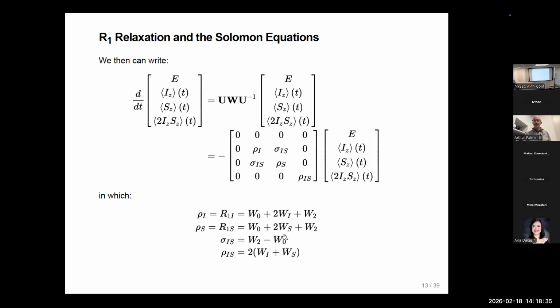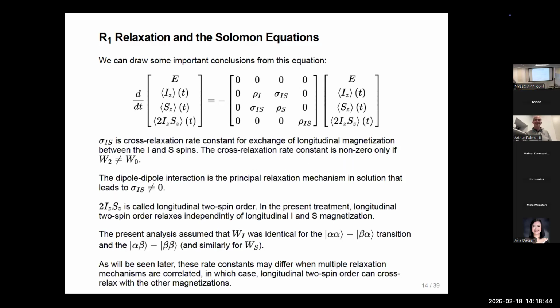When Overhauser presented this, he was basically laughed down. This couldn't be the case. So these are sometimes called the Solomon equations. And if we had more spins, we would just have a bigger matrix, and the elements would all have the same kind of form.